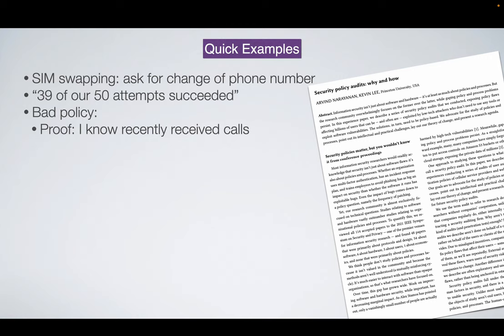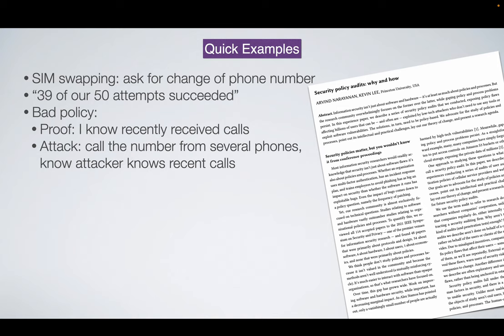Okay? Now, I've already told you this is a bad policy. Why is that a bad policy? Okay, so the attacker calls that number three times. Then he calls Bell and says, I lost my phone, I need to swap them. They ask, what are the last three calls? They know the last three calls because they're the ones that made those three calls. So that's almost the same as that Amazon example where you add a credit card number. Now you know a credit card because you added it, right? So anyway, you can read the paper for other examples.